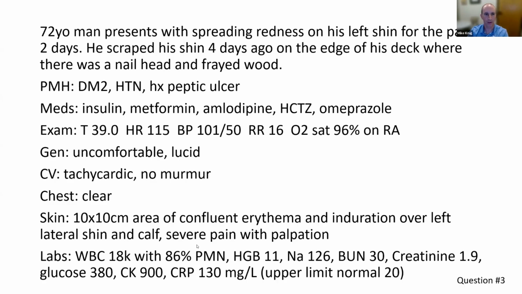Oh, man. His labs: white cell 18,000 with mostly PMNs, hemoglobin 11, sodium 126, BUN 30, creatinine 1.9, glucose 380, CK 900, CRP is 130 milligrams per liter. The upper limit of normal in your lab is 20.